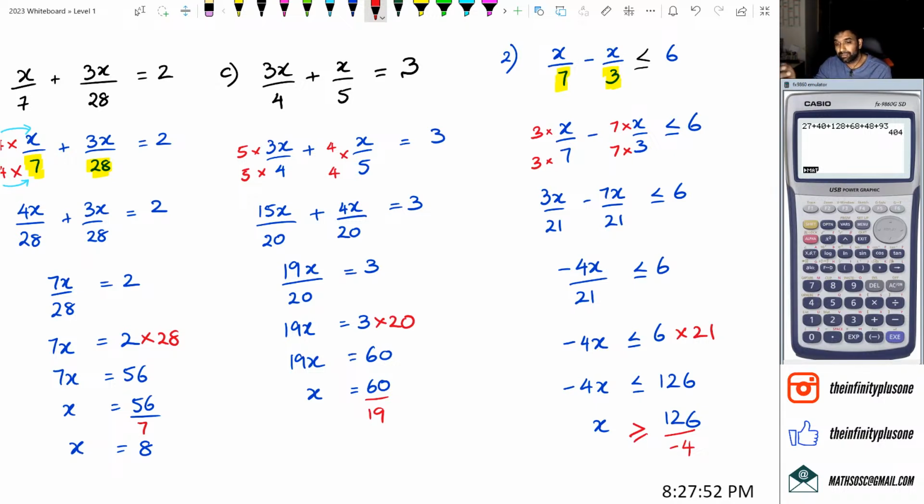And this usually is a merit question. If I remember correctly, almost all the inequality questions that I've seen end up with a negative number for this part here. So you have to divide by a negative number, which means you have to change the sign. I've always seen the questions like that.